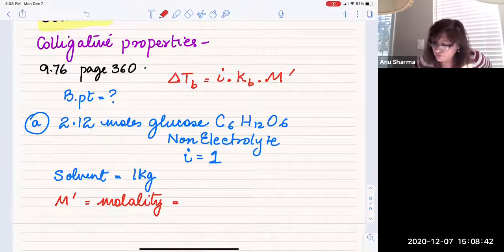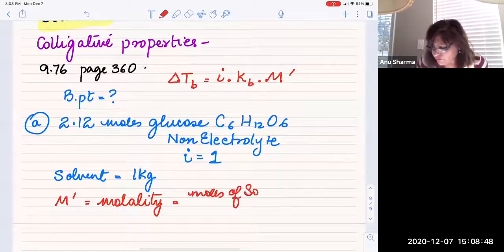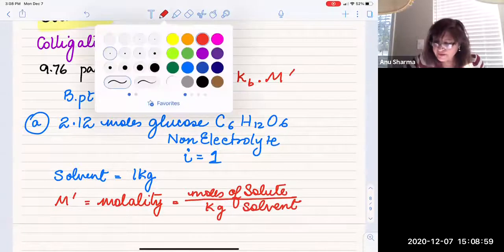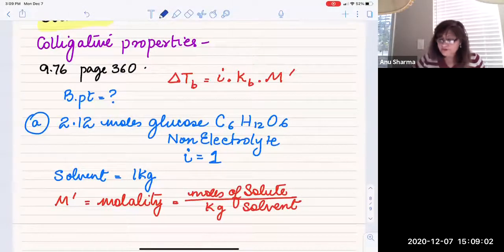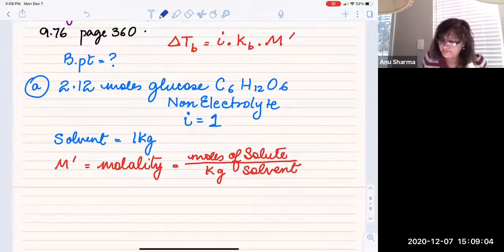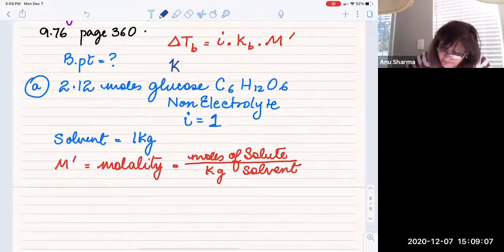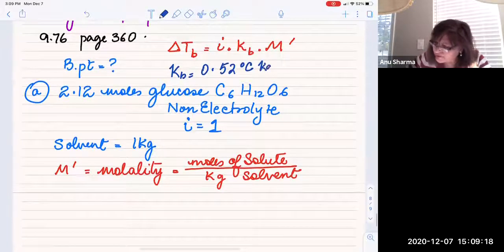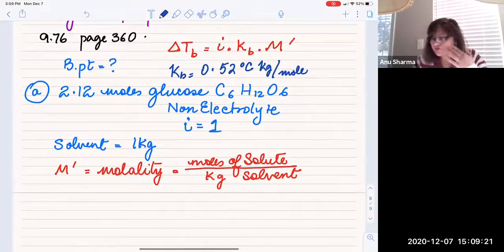Moles of the solute over kilograms of the solvent. Okay, so now what do you put here? KB, yes, you will be given the value of KB, which is equal to 0.52 degrees Celsius kilograms per mole, kilograms of solvent per mole of solute.